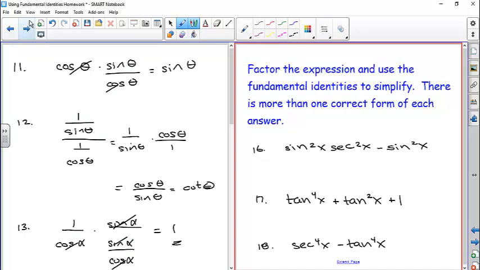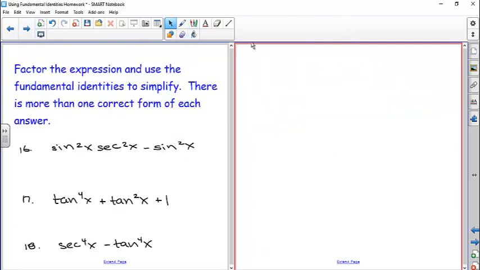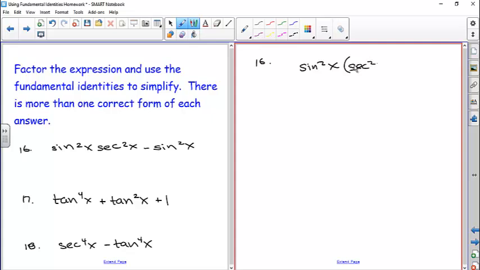Factor the expressions and use the fundamental identities to simplify. There is more than one correct form of each answer. Okay, so you can see here I have a sine squared and a sine squared, so I can factor out the sine squared. So what that leaves is secant squared x minus 1. So I have this something squared plus or minus something. So this is probably using one of those Pythagorean identities, and it's the one involving the secant.